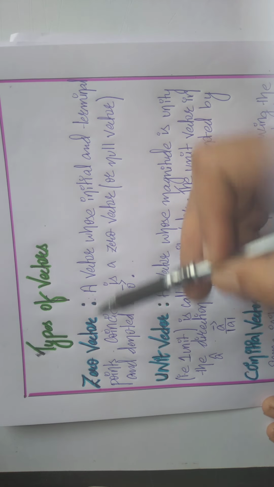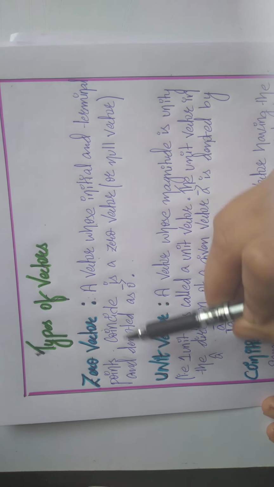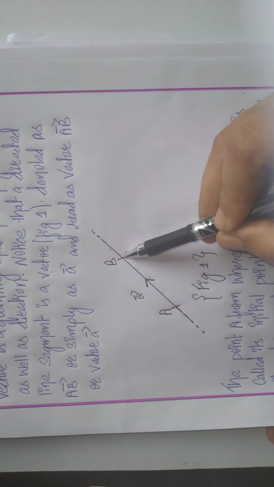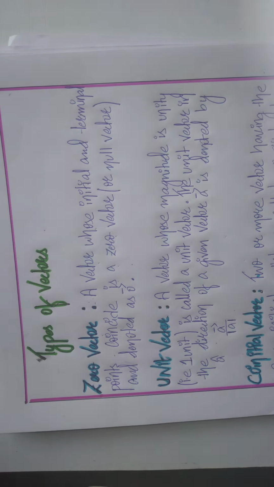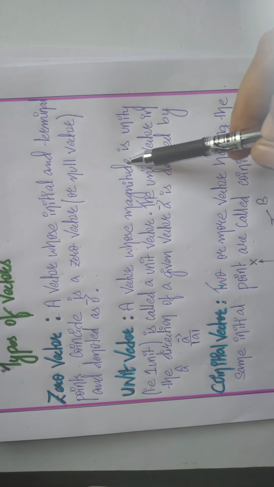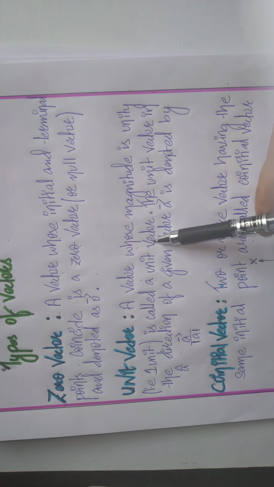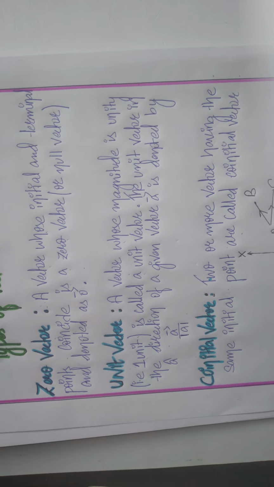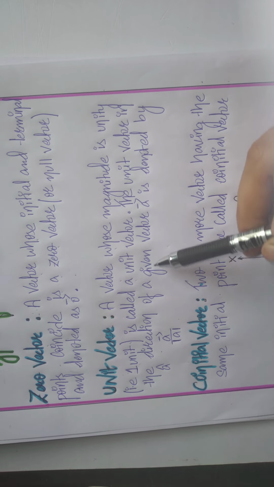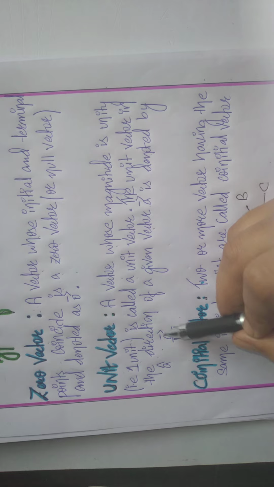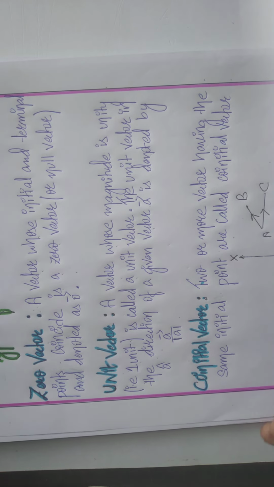What is a zero vector? A vector whose initial and terminal points coincide is a zero vector or null vector. Unit vector: a vector whose magnitude is unity, or 1 unit, is called a unit vector. The unit vector in the direction of a given vector A is denoted by A cap, which is A vector divided by mod of A vector.